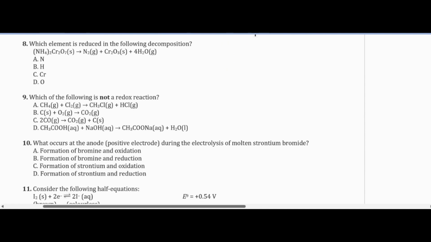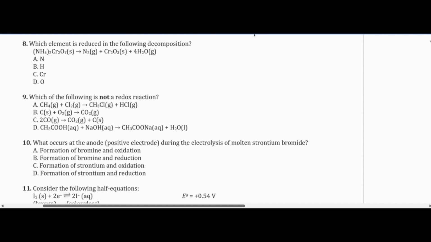Number 8, which element is reduced in the following decay? Well, we've actually already had a look at the first substance in the first question. So we know that O is -2. We know that this is +1. And this is +6. Okay. And then we know here that this is, again, -2. That doesn't change. This is +3. So already we see the reduction has occurred here with the chromium. So that will be 8C.